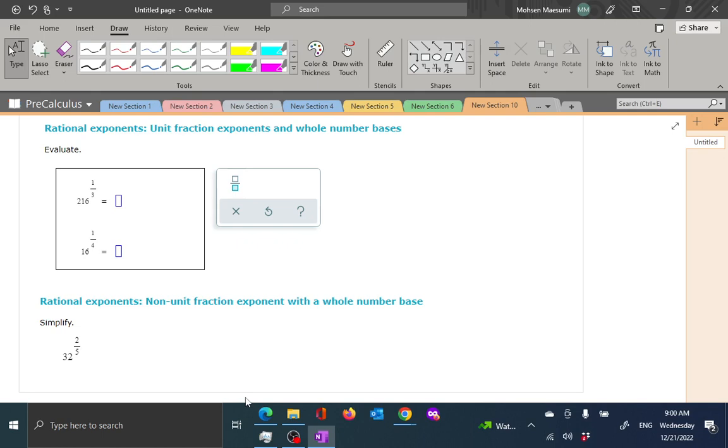Hi, welcome to another mini lecture on pre-calculus. These two sections are actually prerequisites for pre-calculus, so we are going to quickly go over these two sets of problems that are getting you ready for logarithms.